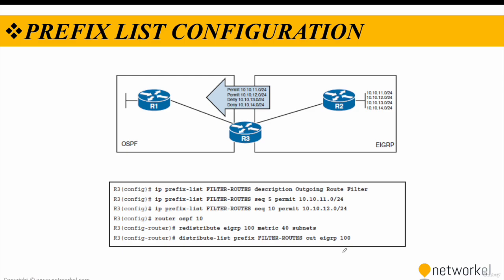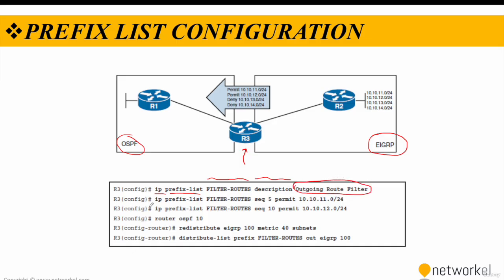And I have the prefix list configuration. Okay, let's have a look. In router 3, I am defining a prefix list. There are two different routing domains here. The first one is the OSPF domain, as you are seeing on the left, and the other one is the EIGRP domain, as you are seeing on the right. So I am defining a prefix list here. The name of the prefix list is filter routes, and I am putting a description: outgoing route filter.